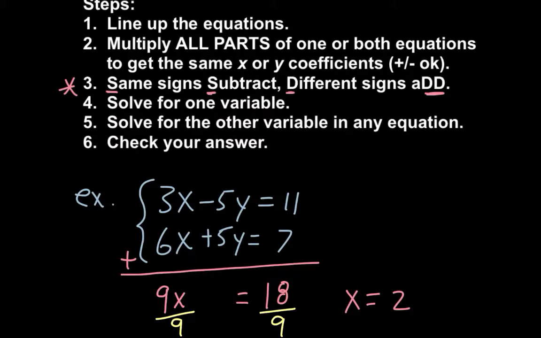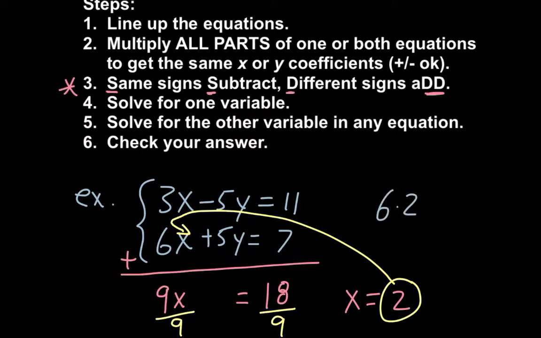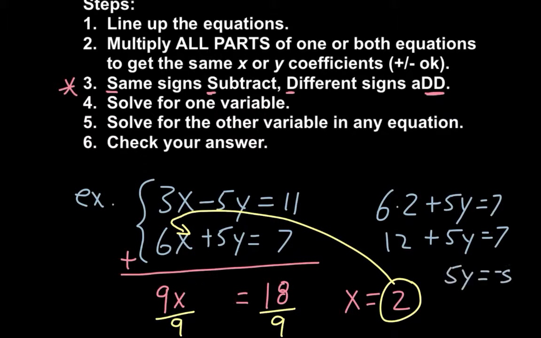And now that we know x is 2, we just did step 4, so now step 5, we want to find the other variable. We could pick whatever equation looks nice. I'm probably going to go with the second equation. It's positive, I like the plus in there. So if I put a 2 in there for x, I end up with 6 times 2 plus 5y equals 7. So 12 plus 5y equals 7. From there I could subtract 12 from both sides, and I get 5y equals negative 5. And then divide both sides by 5, and I have y equals negative 1.